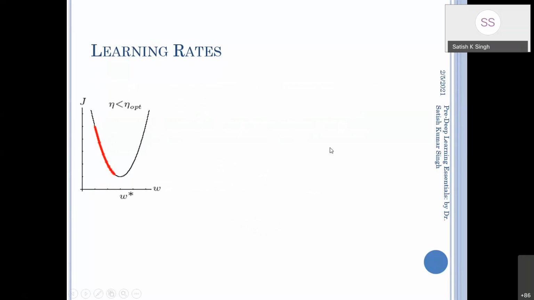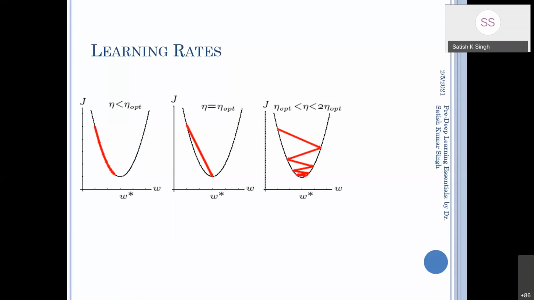There are certain cases. If eta is less than the optimal value, then the learning will take place like this, so it is sure to learn. If it is optimal, then in one go it can reach the minimum. But if it is between these two, there may be a bouncing kind of operation. And if it is more than that, then there is a possibility that we may never get this minimum value.